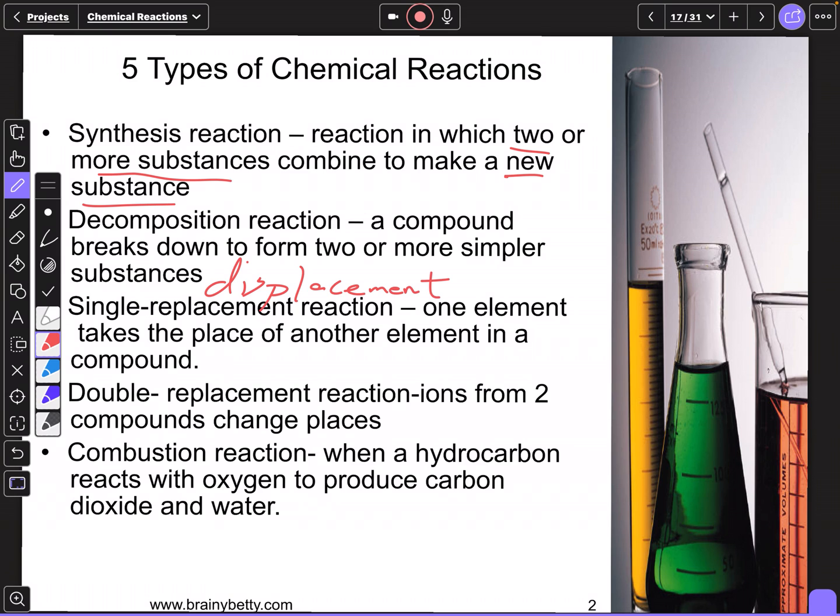Same thing with double replacement reactions, where ions from 2 compounds change places. That could be called double displacement also. And combustion reactions: when a hydrocarbon reacts with oxygen, those are your 2 reactants, and it produces carbon dioxide and water. Those would be your products.